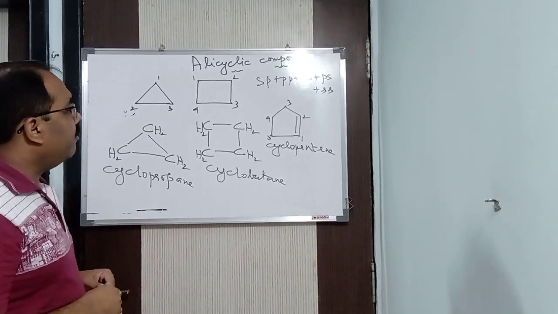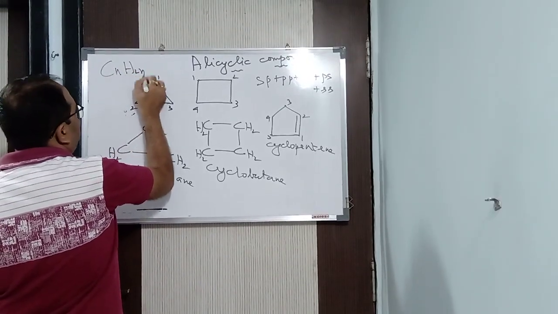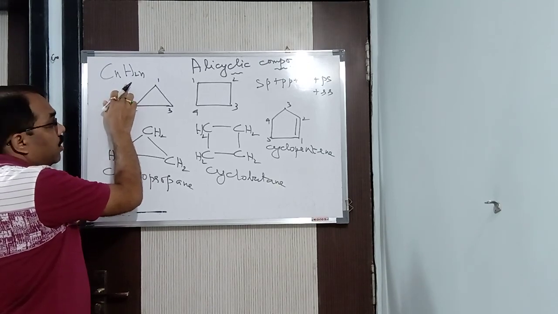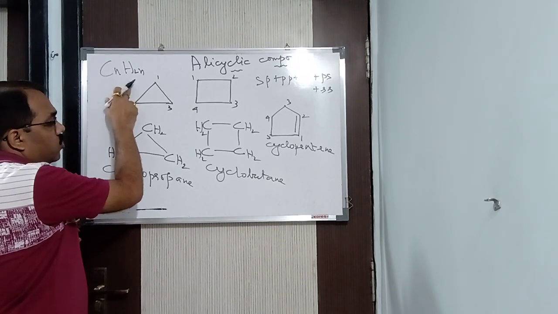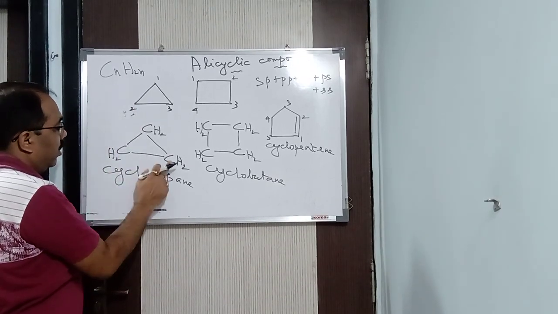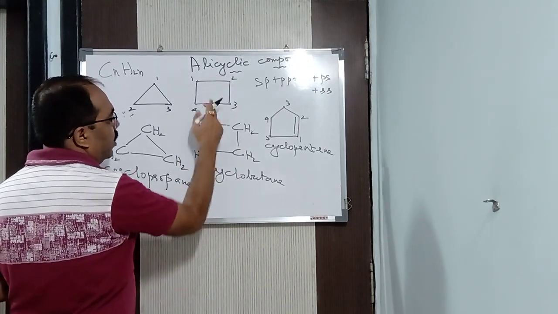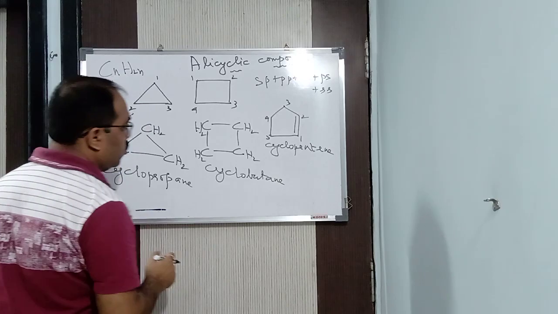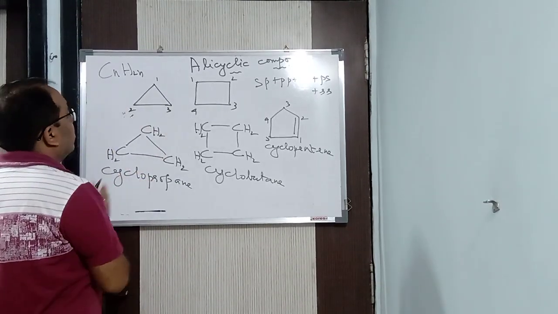Clear? So the general formula of an alicyclic compound is CnH2n, which is the general formula of an alkene that you have studied in the lower class. See here, C3H6. Here you see C4H8. Same thing, you can have C5H10 in this way. The general formula is CnH2n. Got it? For cycloalkanes, that is alicyclic compounds.